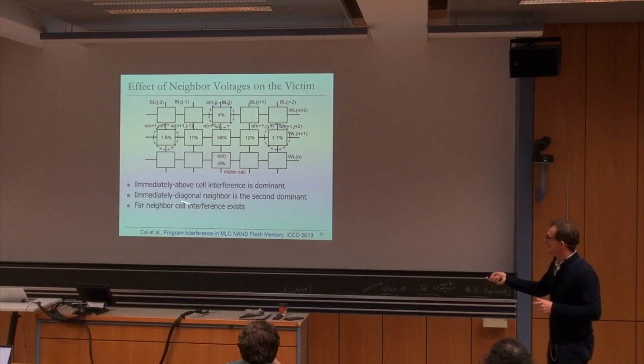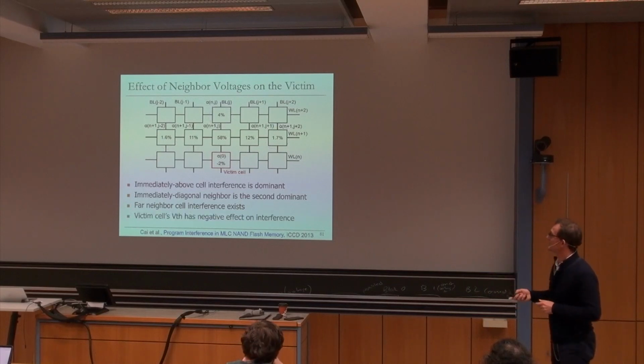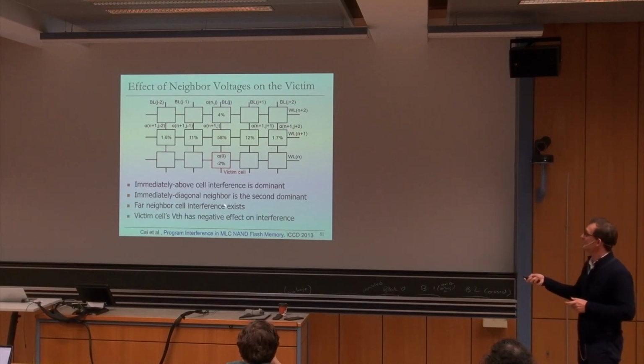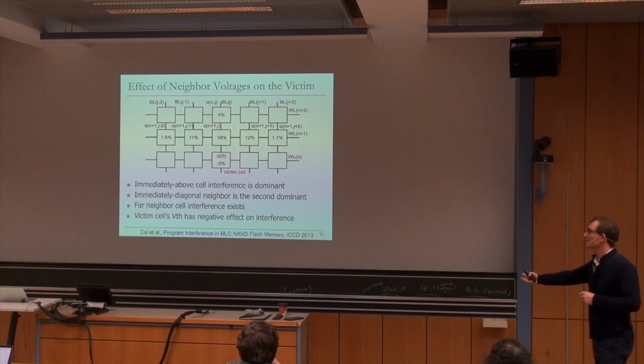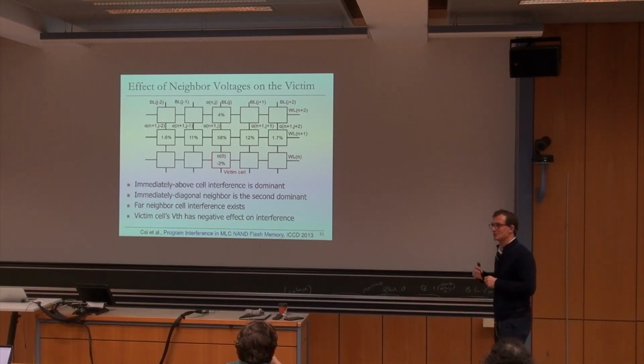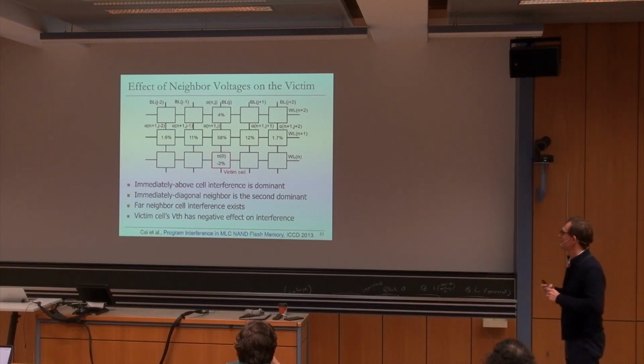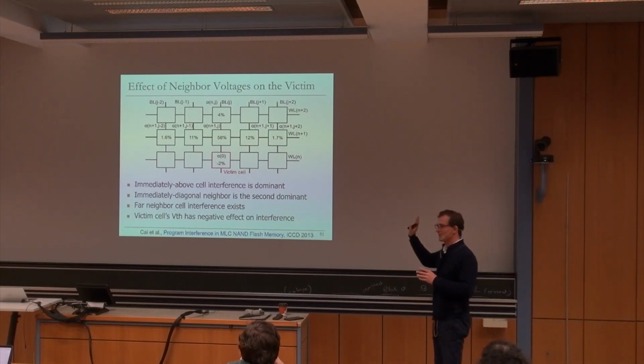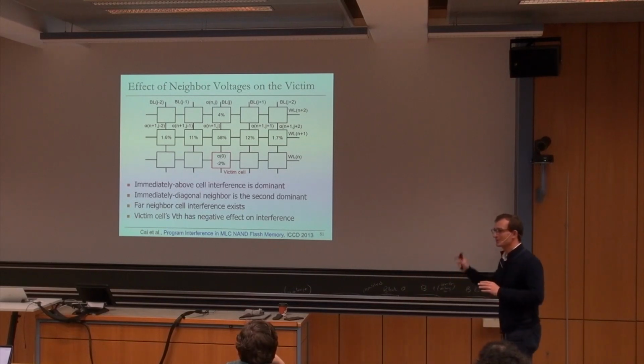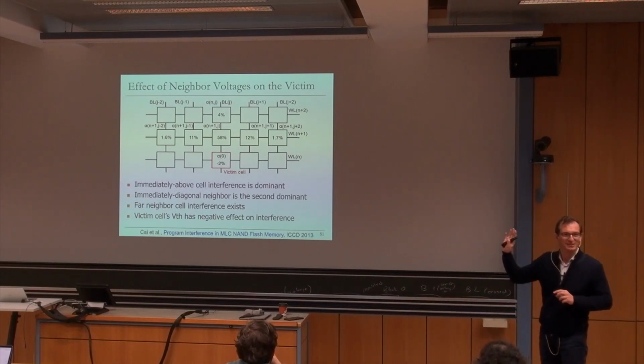Also, far neighbor cell interference exists, and the victim cell's Vth has a negative effect on interference. So the higher your threshold voltage is, the less likely you are to be affected by your neighbors. That's the interpretation of this. I like this figure a lot because it's very interesting. I would love to do this for DRAM, for example, but it's not very easy to do.